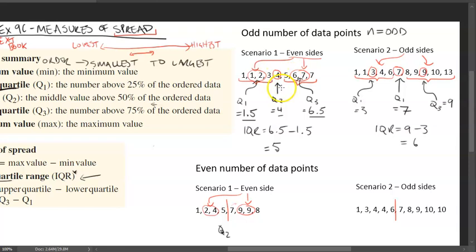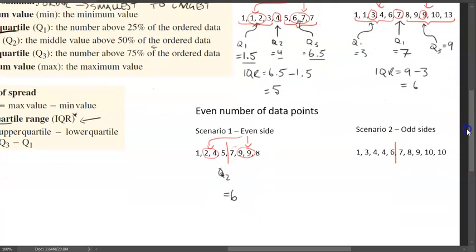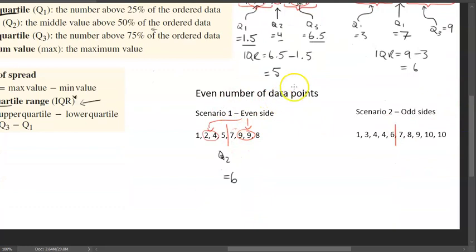And that was just a choice statisticians made, to just forget about it. They could have included it in both sides if they wanted to, but it was just easier to forget about it and consider what's on the left of it and what's on the right of it. But in the case where we have an even amount of data points all up, we split it in the middle and include this value for the left and this value for the right.